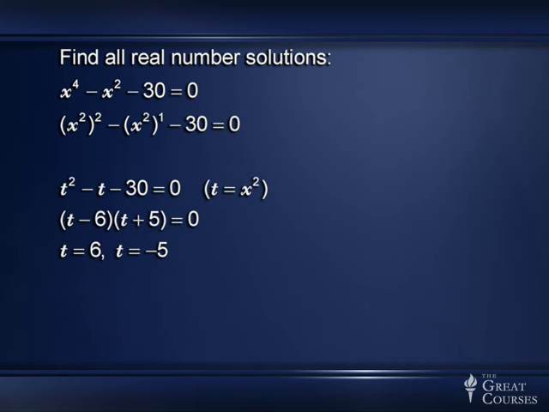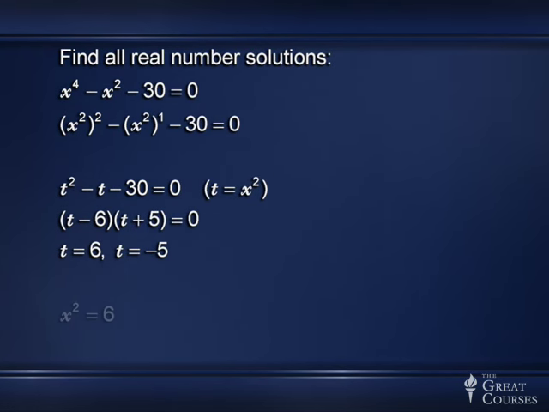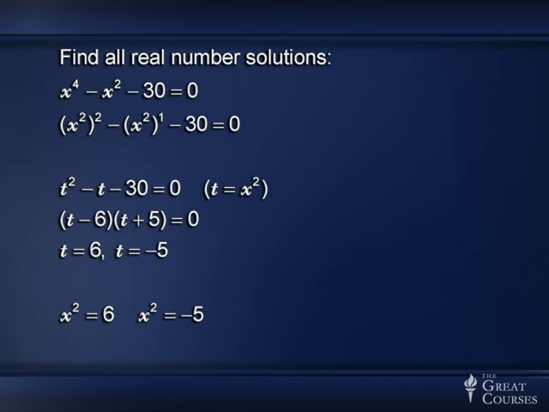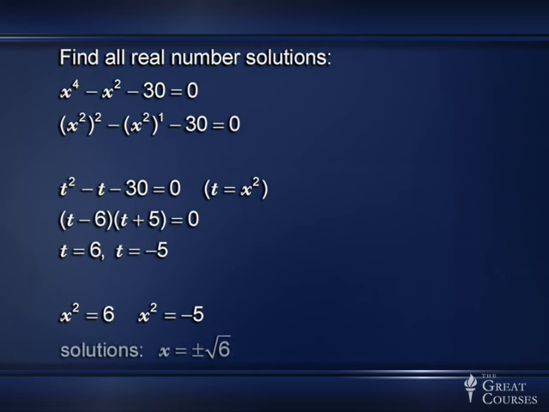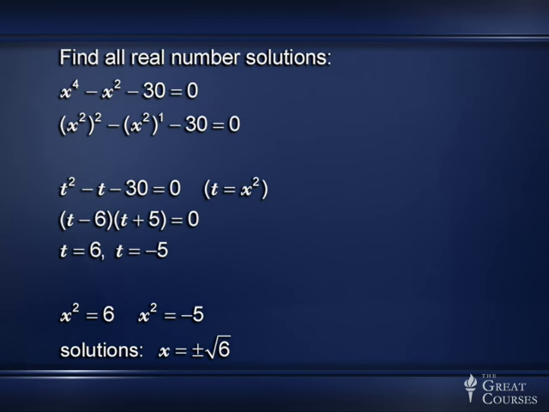But we should write these back in terms of x because we started the problem with x's. So if t equals 6, it's the same as x squared equaling 6 because t was equal to x squared. And if t is negative 5, then x squared is negative 5. Now what are the solutions? Well, when x squared is 6, the solutions for that will be square root of 6 and the negative square root of 6. And both of those are real solutions. So I have two real solutions, square root of 6 and negative square root of 6.